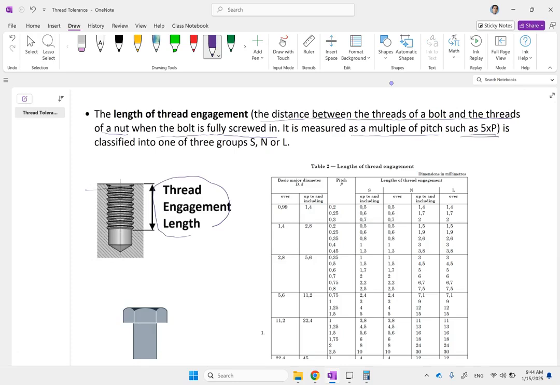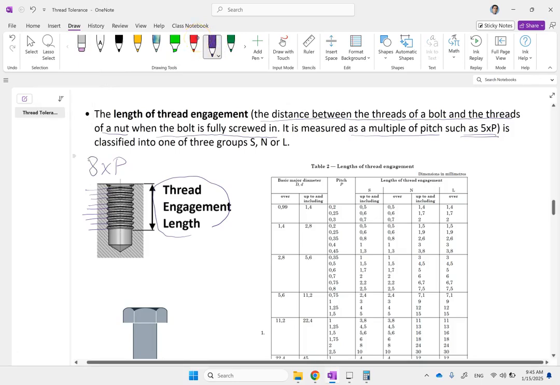It means only 5 of these threads, 1, 2, 3, 4, and 5. Now in this case, you see it's 6, 7, 8, and 9. So this case is a 9P length engagement. If there are 5 of them, there it would be 5. Now, of course, in this case, yes, 1, 2, 3, 4, 5, 6, 7, 8. It's 8, not 9. A pitch is the distance between each one and the next. So this is like an 8P engagement.